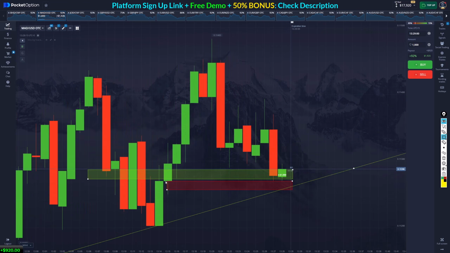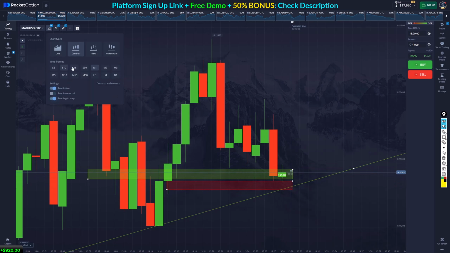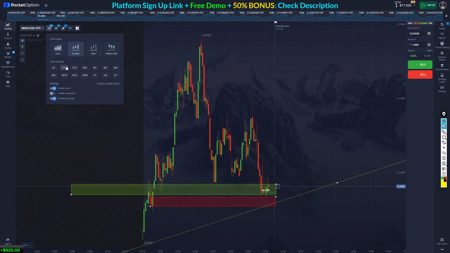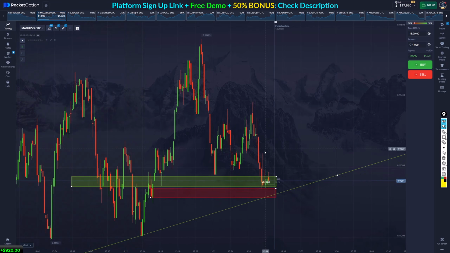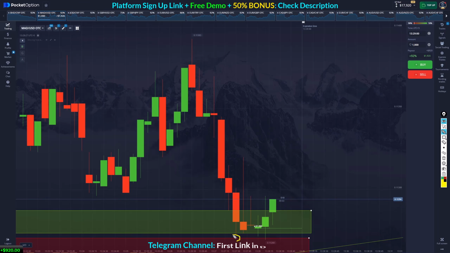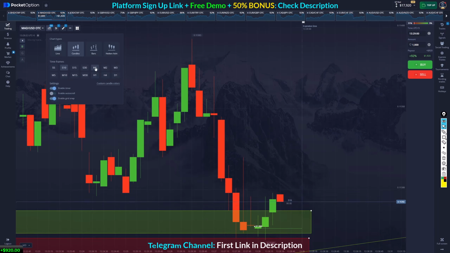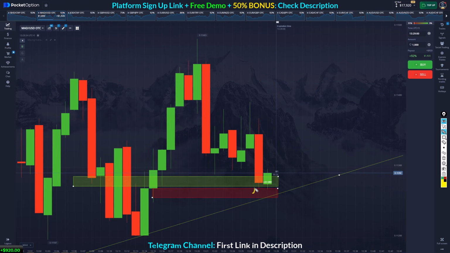So this is the red zone we drew at the beginning of the video as a QM trade. As you can see, it's entering exactly into our zone right here. So our entry should have been on the previous candle and we would have won the trade right here.